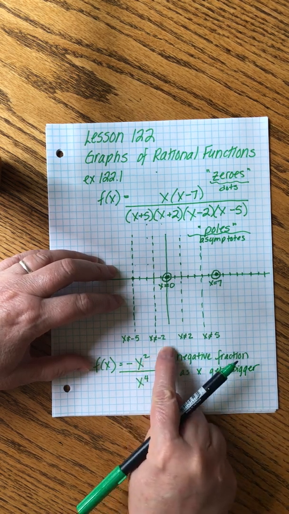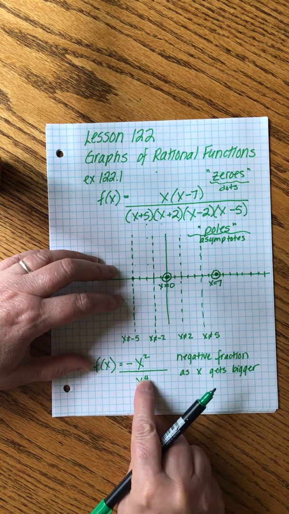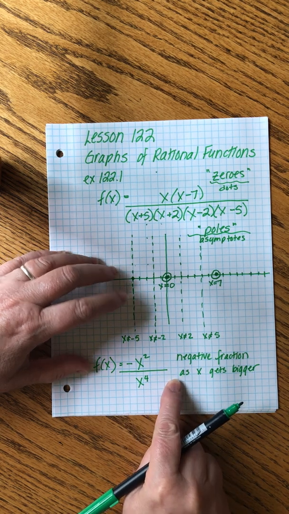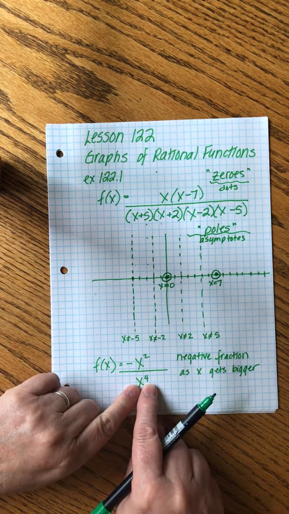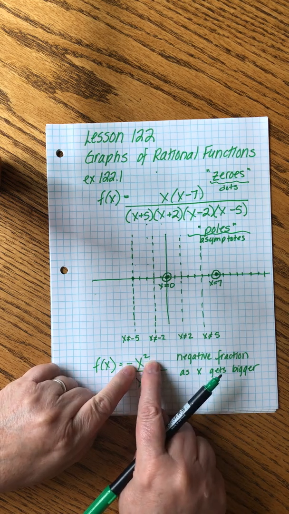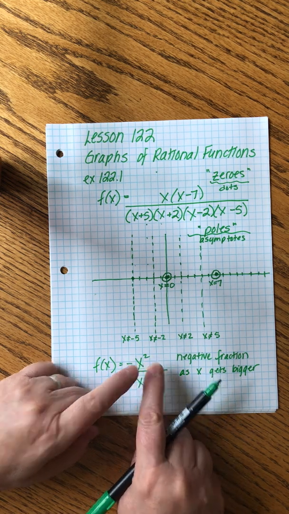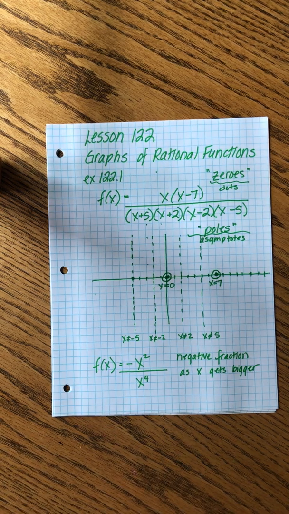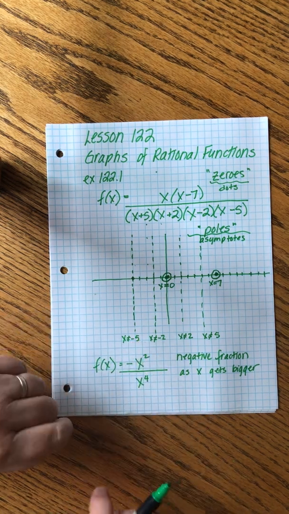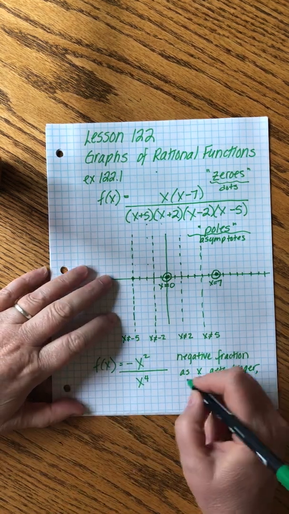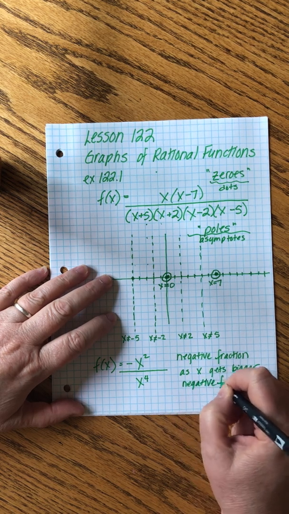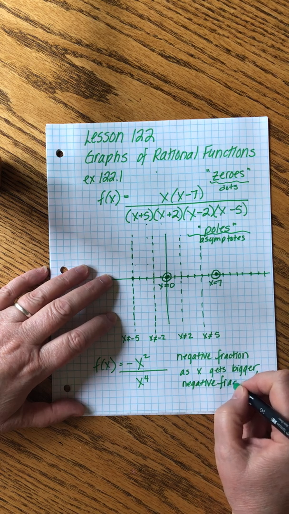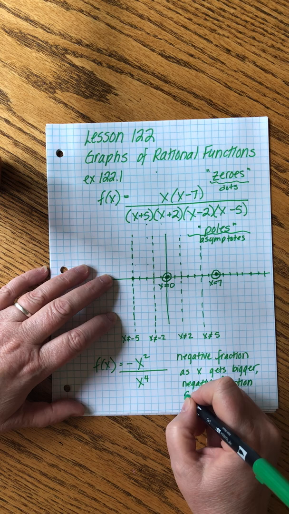Because as we square these and raise these to the 4th power, this is going to get bigger faster than this. And so that fraction is going to keep getting smaller because the denominator is going to expand faster than the numerator, because this is a 4th power and this is a squared power. So it's going to be getting more and more out of proportion, right? These numbers are going to get farther and farther apart as x gets bigger. So as x gets bigger, the negative fraction gets smaller.